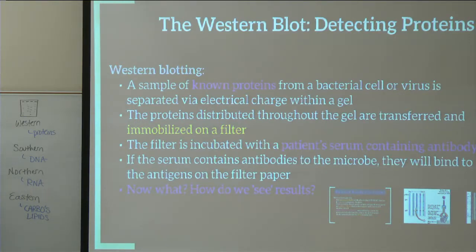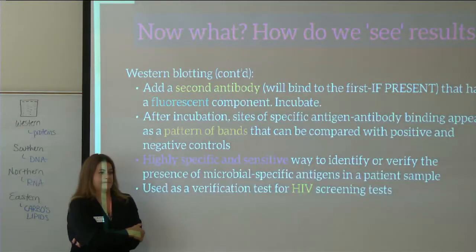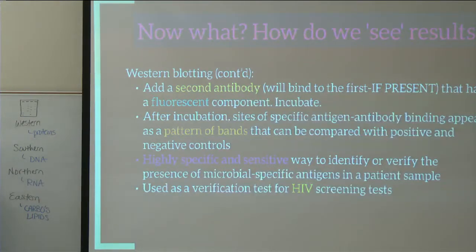So, next up, you have to add a second antibody. Here's the deal. That second antibody has a little fluorescent tag on it. It is made to attach to that first antibody. So if that antibody is attached, the second one binds to it and the tag will glow. If no antibodies are attached, the second one has nothing to hook onto and it will not glow. Simple as that. It's the only way you can effectively see the results.